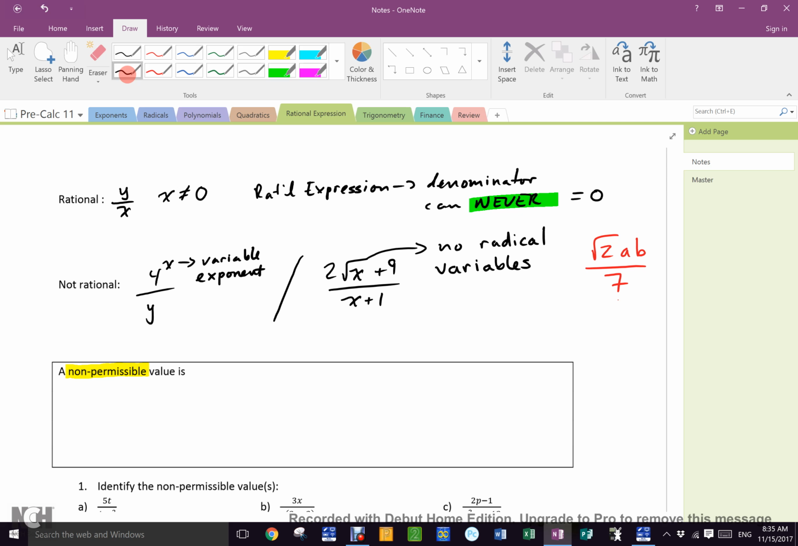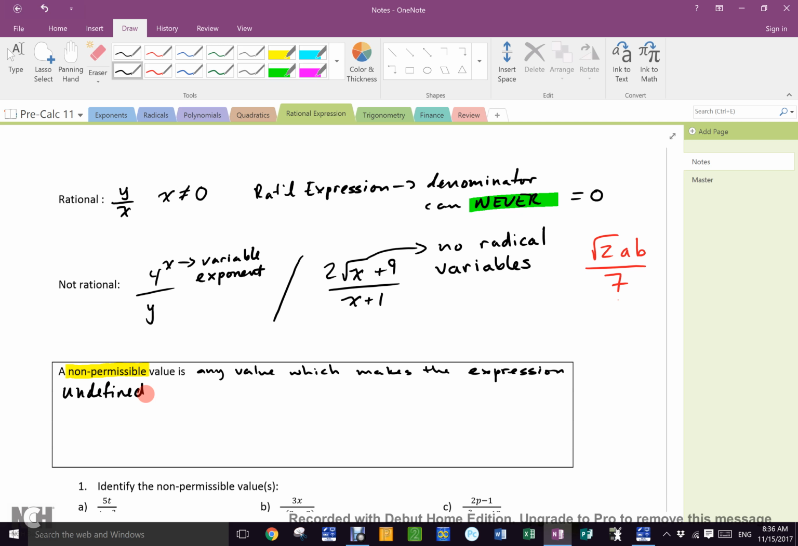Not allowed, right? So in math, a non-permissible value is the value that we're not allowed to have. A non-permissible value is any value which makes the expression undefined. Now, who remembers what undefined means? Not a real answer, right? Any value which makes the expression undefined.